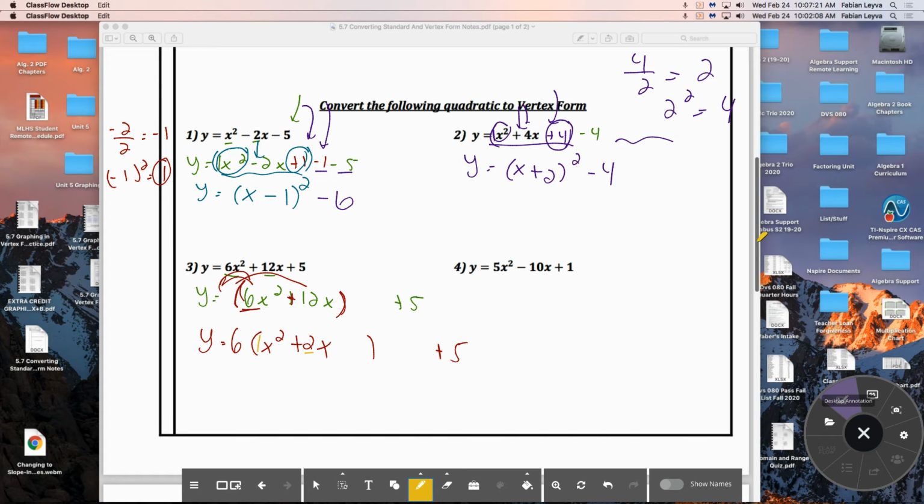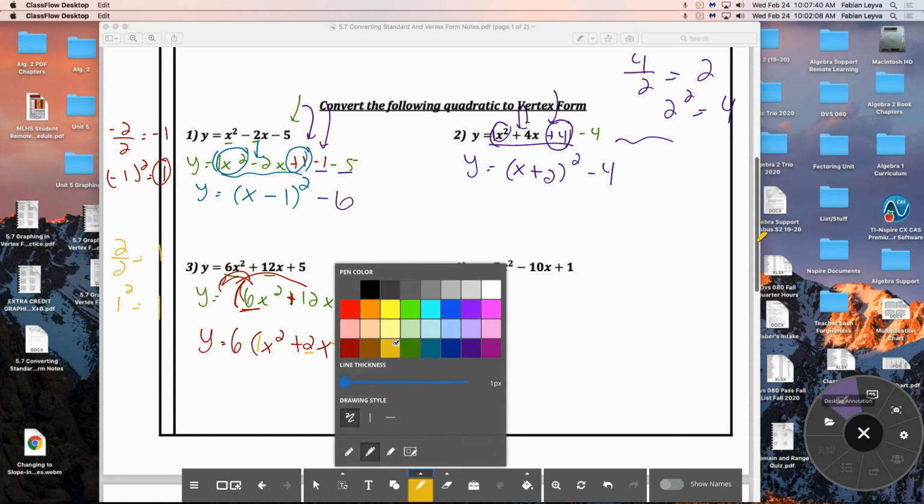Now you can take half of the middle. So 2 divided by 2 is a +1. Don't forget to square it. In this situation, you're going to end up with the same number, which is a +1. Now this is where things get a little tricky. Because remember, you just can't add 1. You also have to subtract 1.